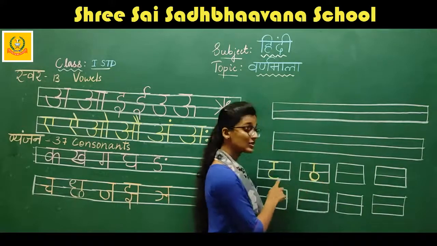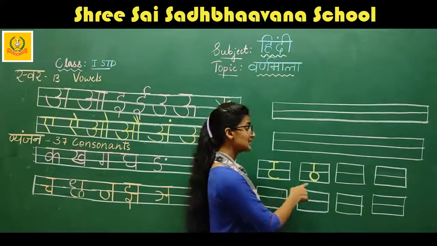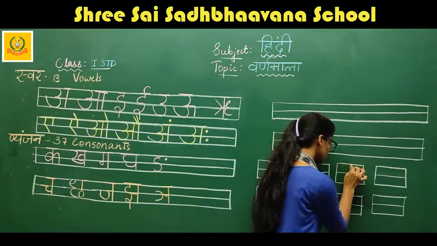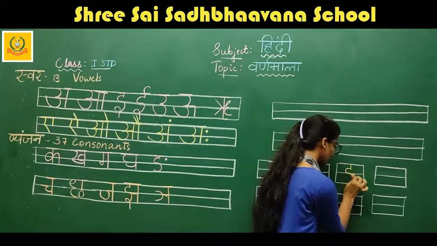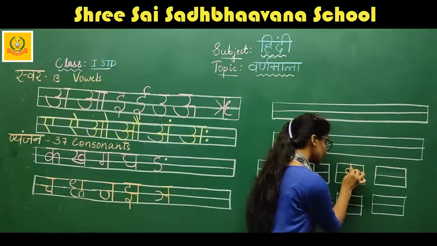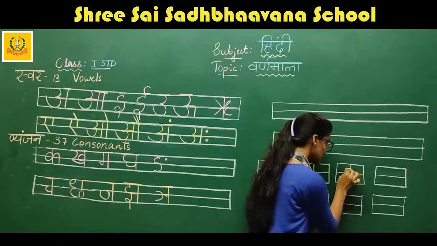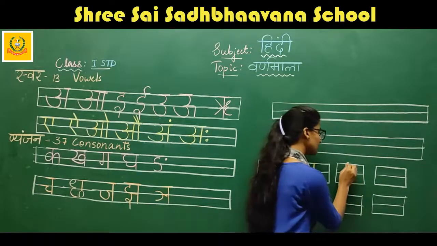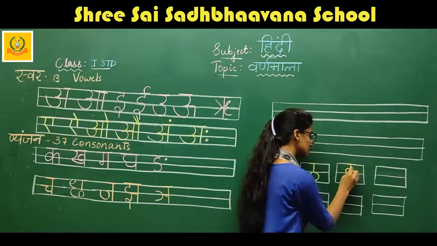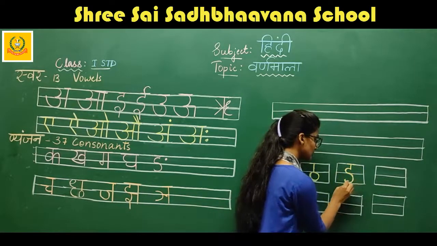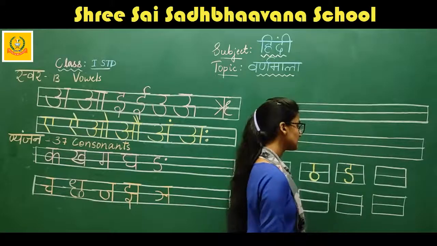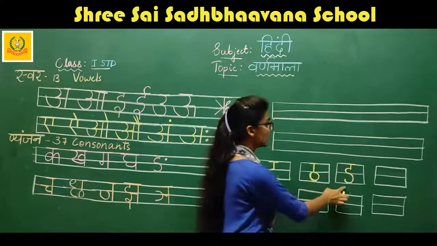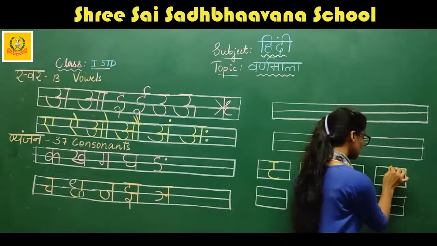What is it? Tha. This is tha. Next. Dha. One standing line, one curve, reverse the curve, and this is the. Standing line, curve, reverse the curve, and this is the. Ta, tha, da, dha. Next.